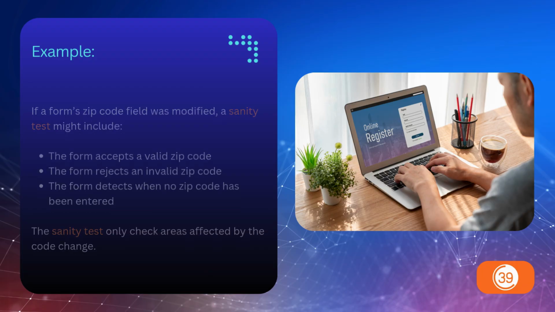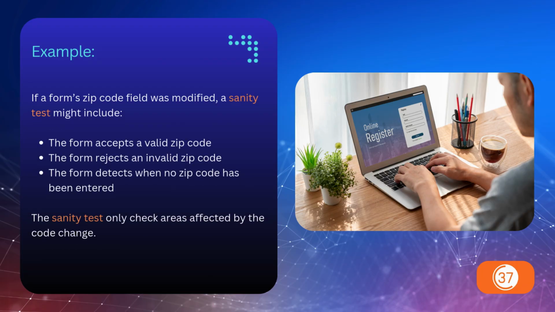Example: if a form's zip code field was modified, a sanity test might include: the form accepts a valid zip code. The form rejects an invalid zip code. The form detects when no zip code has been entered. The sanity test only checks areas affected by the code change.